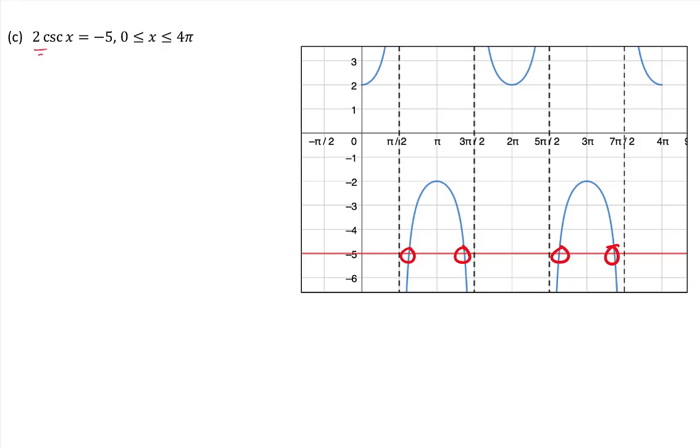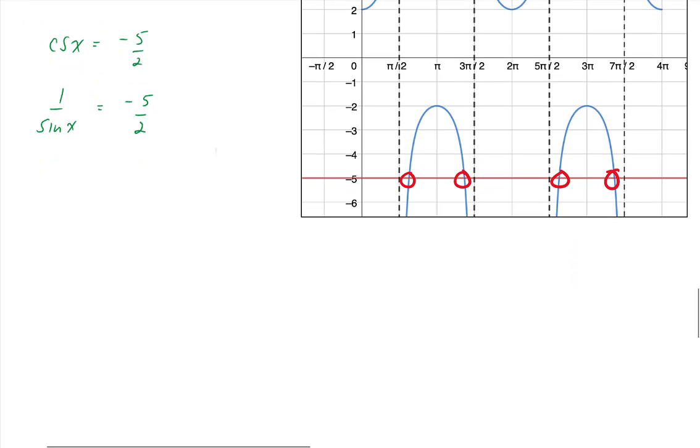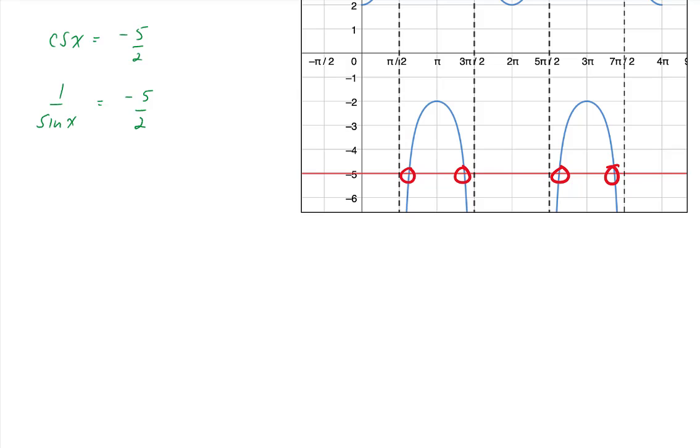First off, I would divide both sides by 2 so we can isolate for cosecant x. And we get that cosecant x is equal to negative 5 over 2. Recall that cosecant is equivalent to 1 over sine of x. Since sine of x is in the denominator, I would flip both sides of the equation. So we get that sine x is equal to negative 2 over 5.